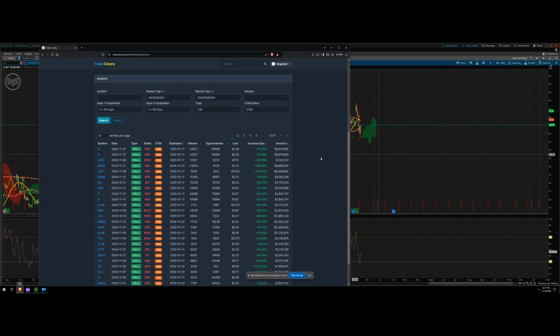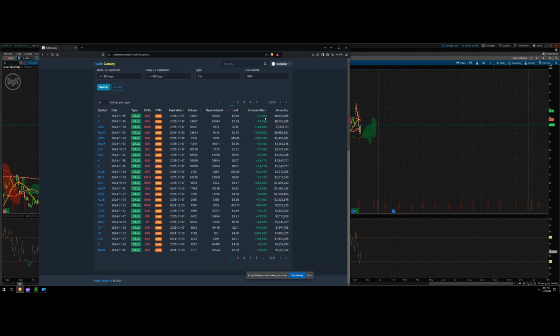So right off the bat, I can look at the chart and tell you, not interested. Not to mention small size increase, and it's very cheap. That tells me that we're probably not looking at a good bet here. So let's keep going through the list.